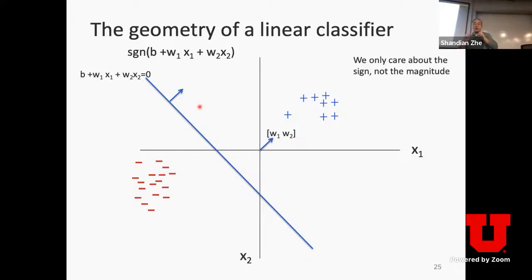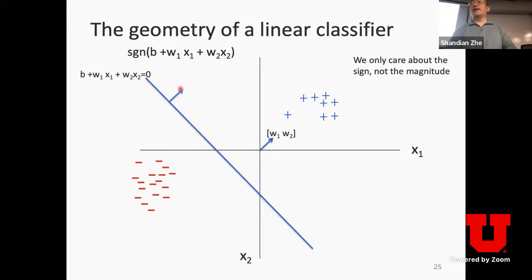Okay, the third point. If you're doing a classifier, we actually do not care about the magnitude of the score. We only care about the sign. Meaning that we can multiply any positive factor with those model parameters b, w1, w2. It doesn't change the boundary at all, and doesn't change the direction of the weight vector, so it doesn't change the classifier.